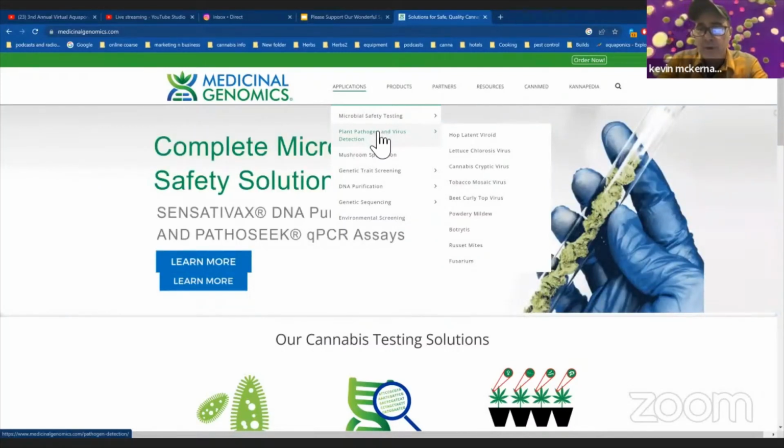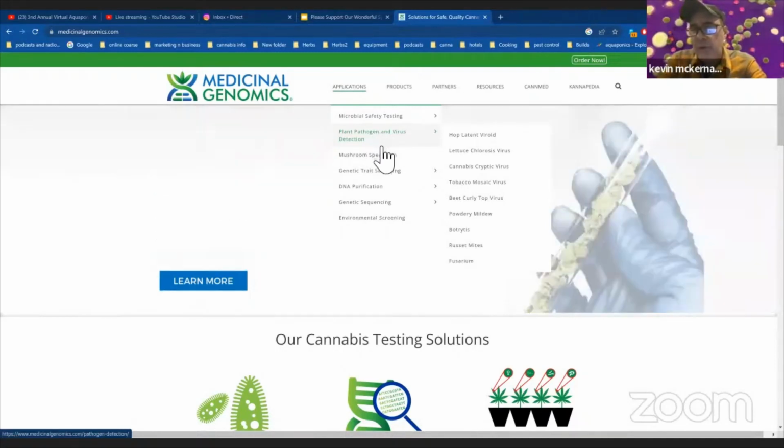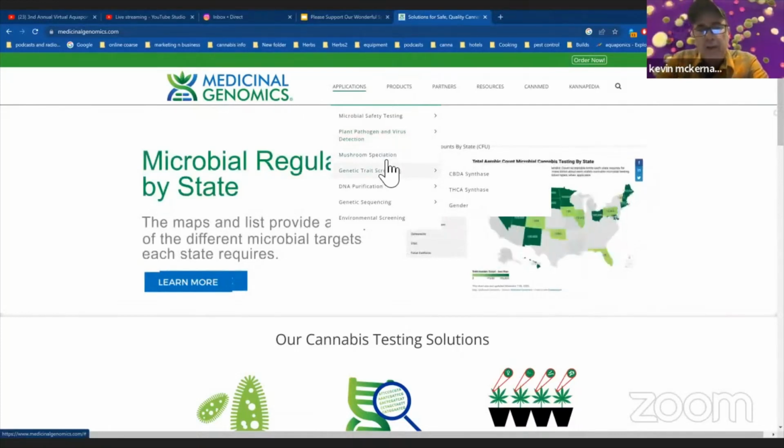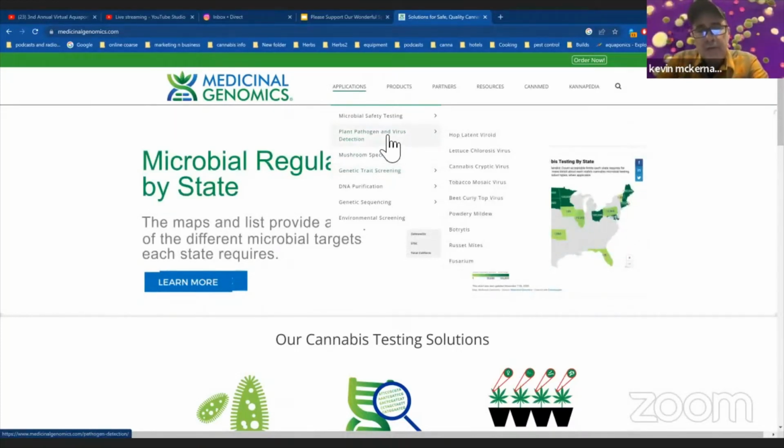We've seen cryptic cannabis virus come out of Colorado. I think there's a few others in that Colorado paper as well, that once we get a paper like that, there you go, tobacco mosaic is up there. Yeah, there are some tests in there for screening for different types of genetics that people may be interested in.